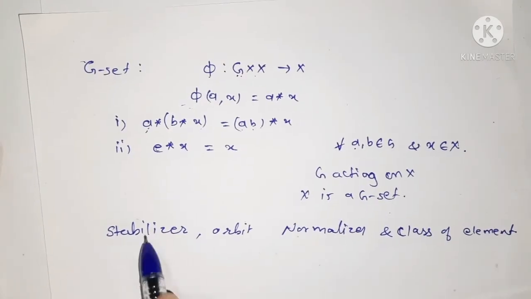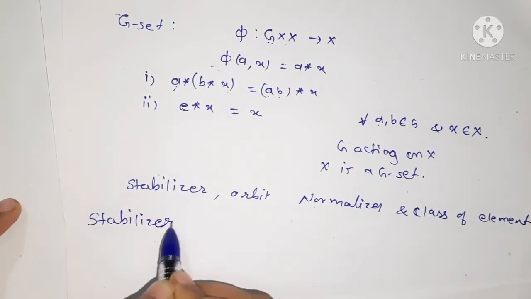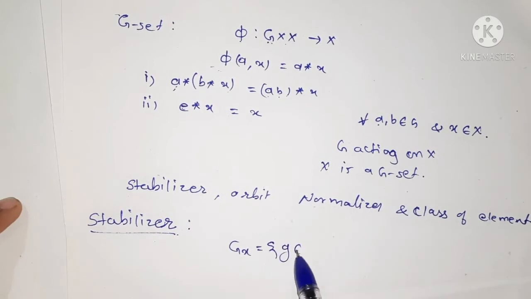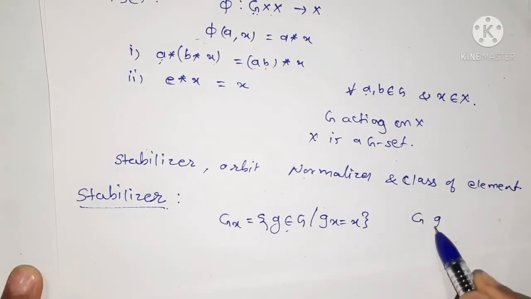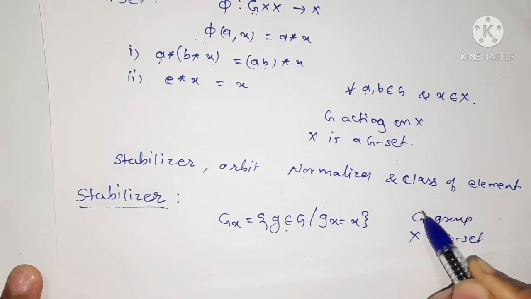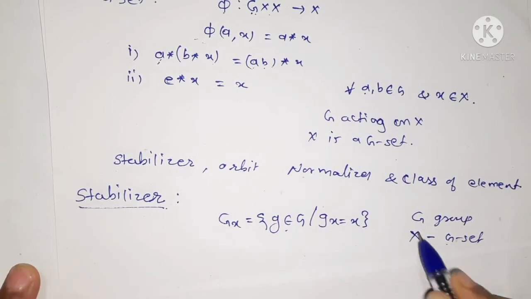Firstly, the definition of a stabilizer of an element. The stabilizer is the set G_x, which equals the set of all elements g of the group such that gx equals x. Here G is our group and capital X is our G-set, that is, the group G is applied on the set X, and X forms a G-set under the operation a star x equals ax.